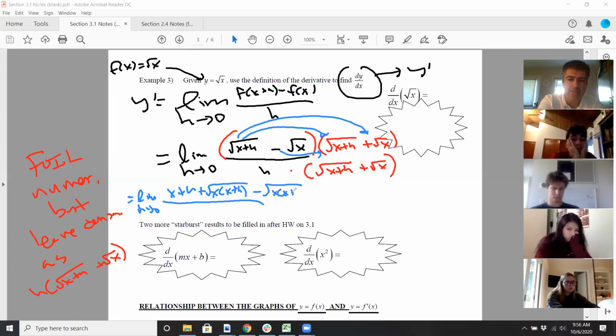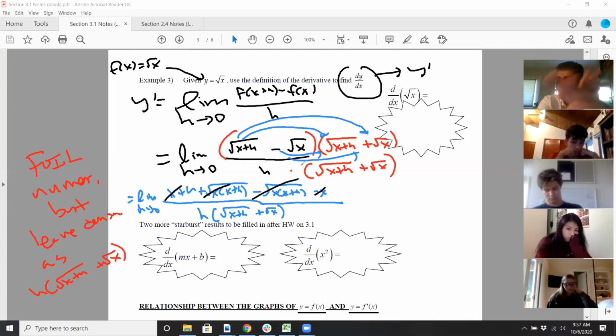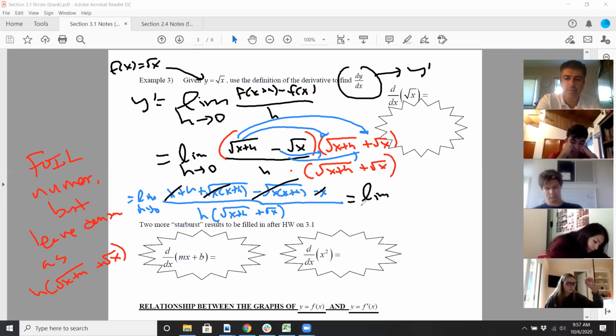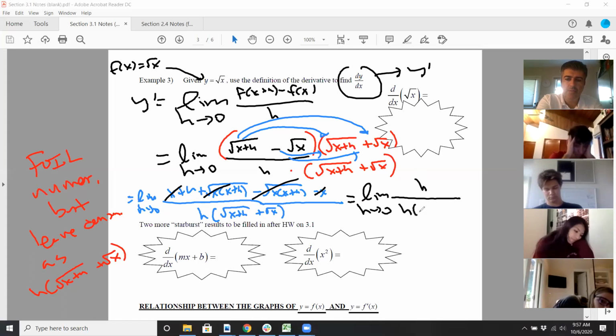So naturally those will cancel. And then of course that's negative root x times root x, which is going to be negative x. And the bottom, leave as is. Don't mess with that. Now here's the nice thing. Those x's cancel. You just get h up top. It actually comes out that nicely. So the limit as h approaches 0 is just plain old h up top and h times root x plus h plus root x.